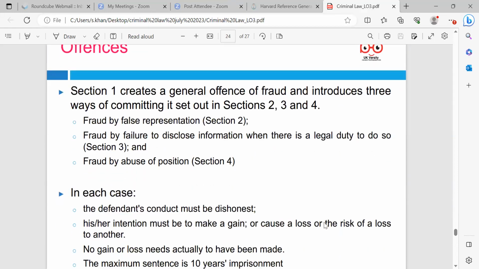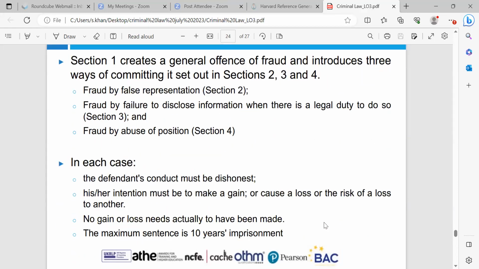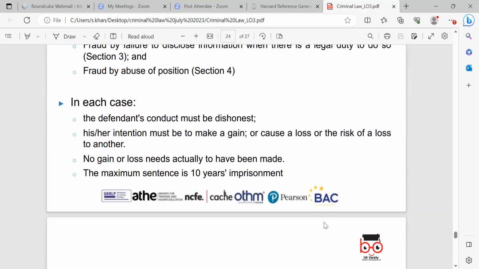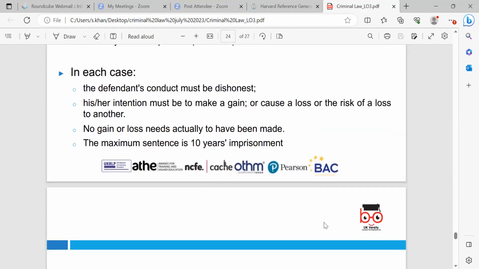So, offences: Section 1 creates a general offence of fraud and introduces three ways of committing it, which are set out in Sections 2, 3 and 4. Fraud by false representation, Section 2. Fraud by failure to disclose information when there is a legal duty to do so, Section 3, and fraud by abuse of position, Section 4. In each case, the defendant's conduct must be dishonest. His or her intention must be to make a gain or cause a loss or the risk of a loss to another. No gain or loss needs actually to have been made. The maximum sentence for this is 10 years imprisonment.